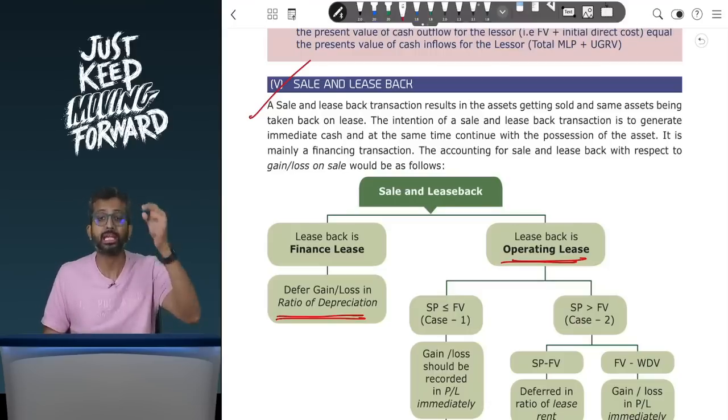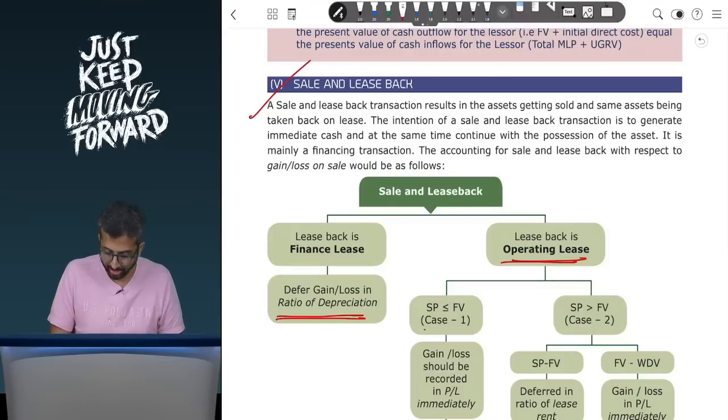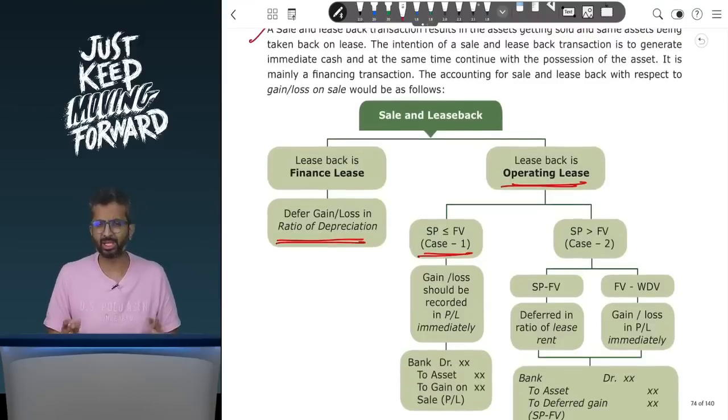In general, if the selling price is less than or equal to fair value, this is a normal case. Normal case, if you want to sell something, you can give a discount, and hence the gain or loss should be recorded in the PNL if required. However, if the sale price is greater than the fair value, which is very unusual, why would someone pay you more than the fair value?